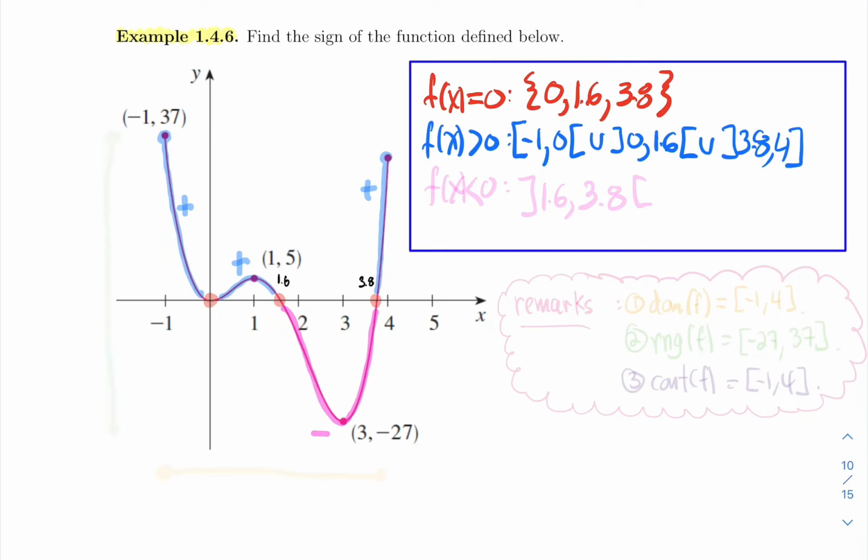And we have only one interval that is below the x-axis, where it's strictly negative, between 1.6 and 3.8.